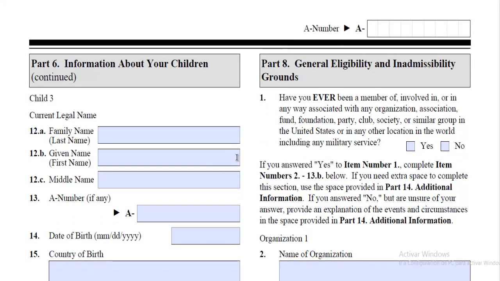And in Part 8, general eligibility and admissibility grounds. This section is long and it covers every possible way that you could be inadmissible to the United States, meaning that despite meeting the basic visa requirement, you aren't eligible for U.S. entry at all due to past crimes, immigration violations, serious health or financial trouble, and so on.